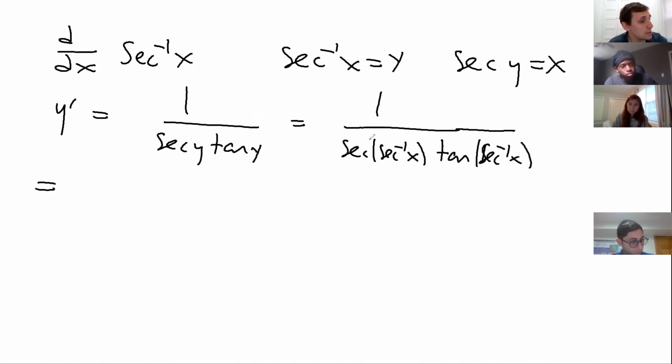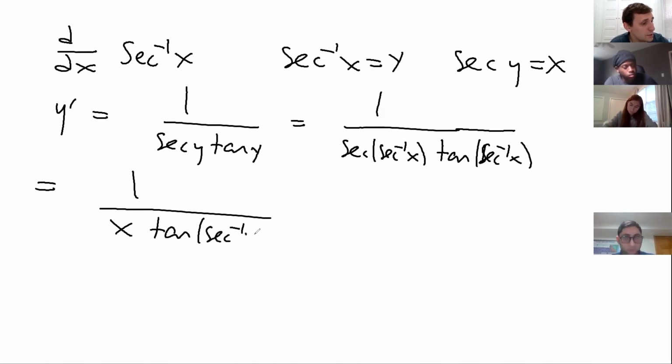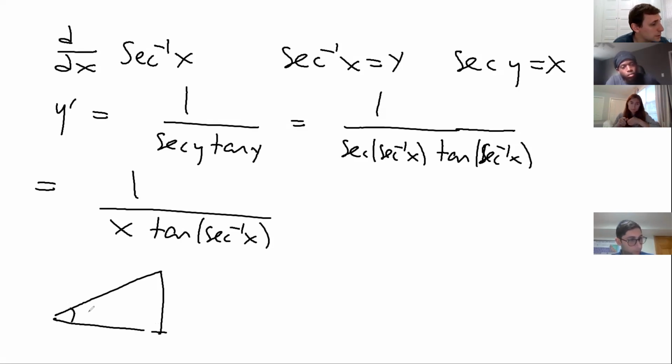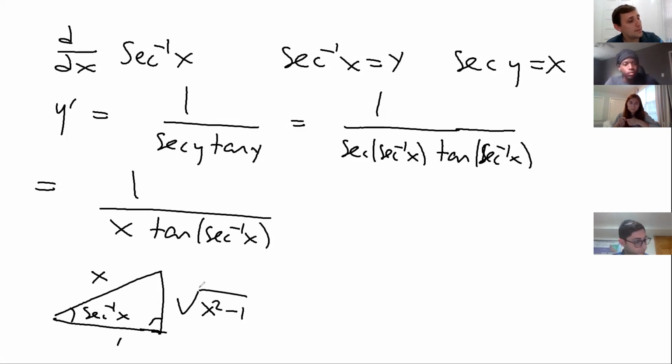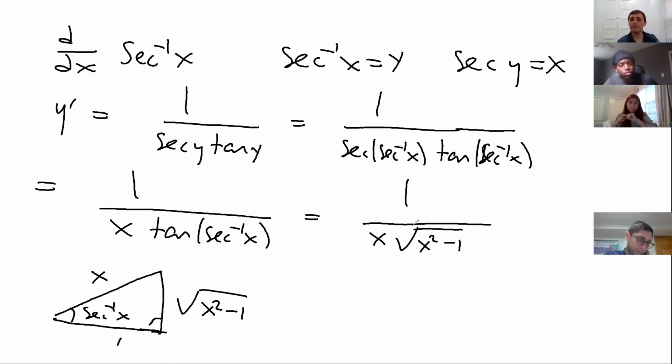One of those expressions is easily simplified. Secant of secant inverse is simply x, they cancel each other. So it's x times tangent of secant inverse x. Agreed? And then to calculate this last expression, I draw myself a triangle. Here is the angle secant inverse x. That means that the hypotenuse is x, adjacent is 1, and the opposite is the square root of x squared minus 1. So I need to take tangent of that, so it would be root of x squared minus 1. So that is 1 over x root x squared minus 1.